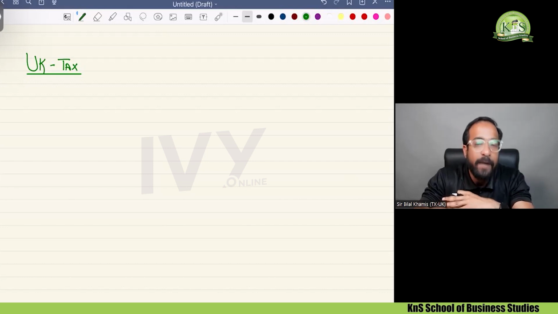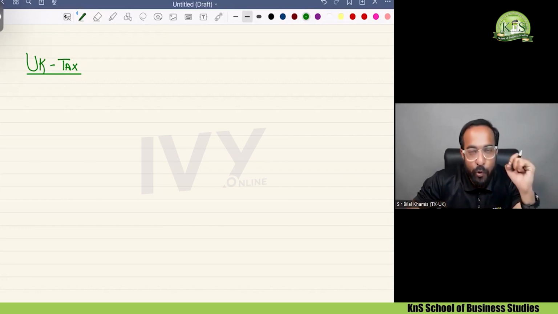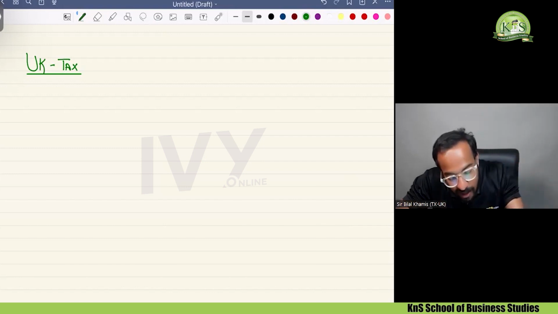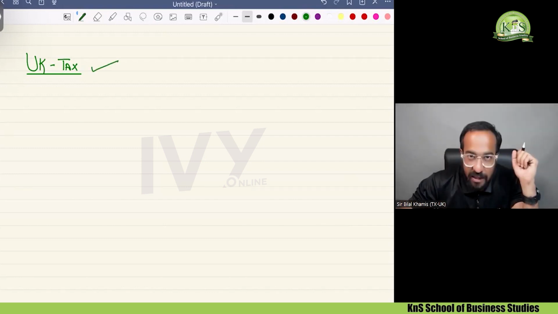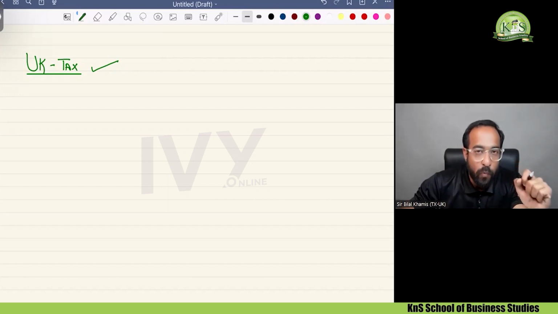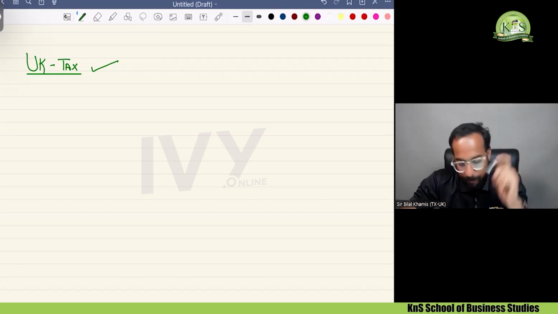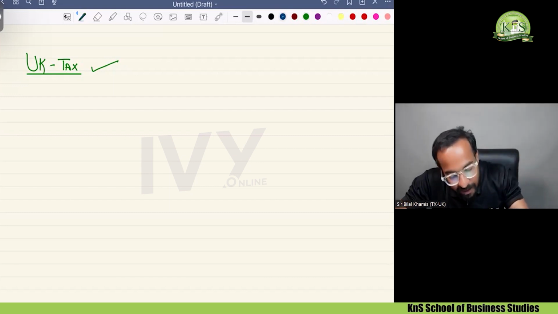But as you know, ACCA mostly recommends UK tax. So while opting for the paper, you will see various tax options and you need to select UK tax. If by mistake you opt for any other tax, it will be difficult to convert that option. That's the first thing which I needed to explain.